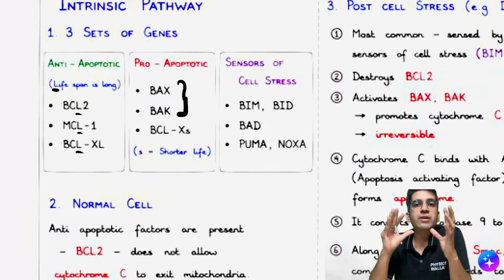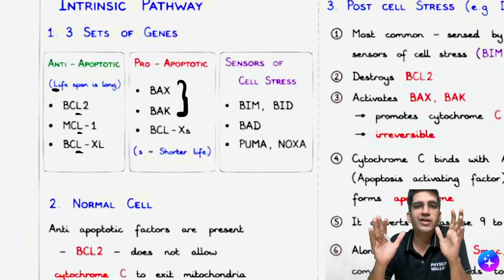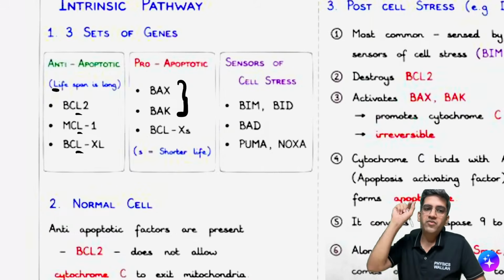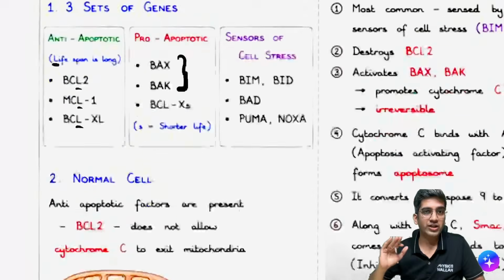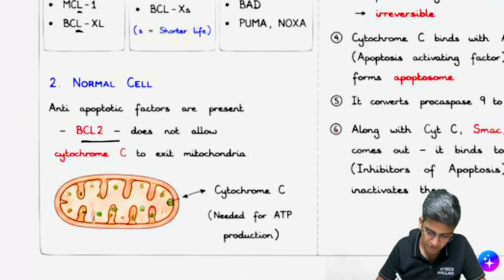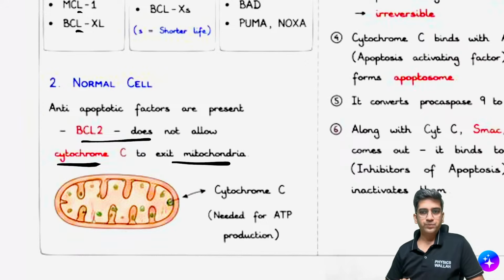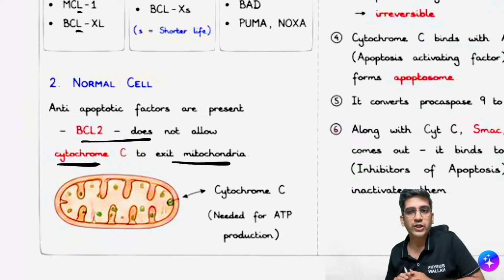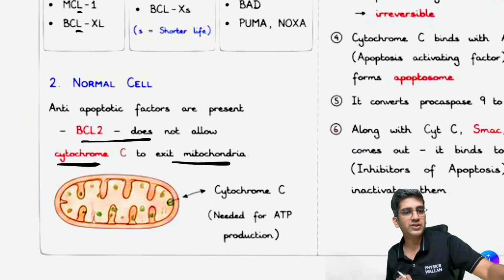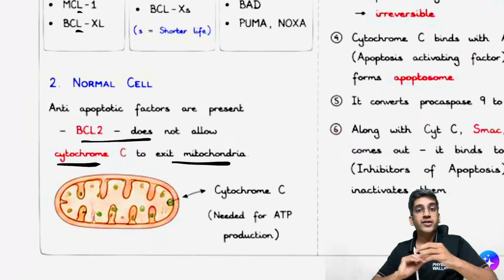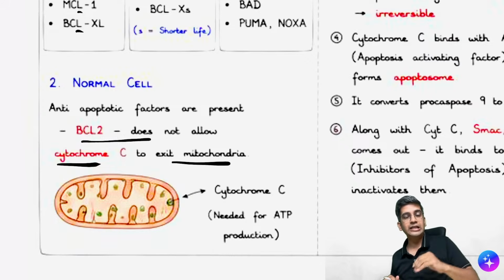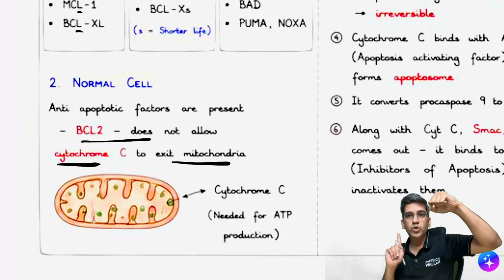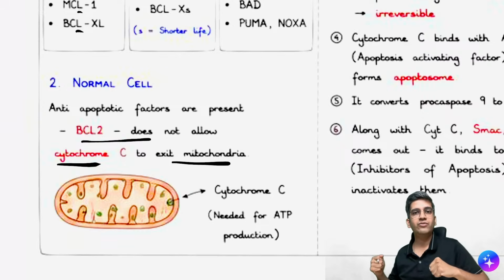So when your cell is living properly, it does not have any stress, normal life, what will happen is this: BCL2 will be very, very powerful. It will not let the cytochrome C go outside. That's the normal role of BCL2. BCL2 does not allow cytochrome C to exit the mitochondria. Can anyone tell me the function of cytochrome C? That's why biochemistry is important, to understand pathology and to understand medicine. Cytochrome C is required for the electron transport chain. So if the electron transport chain needs to be functional, BCL2 should say, go inside, do the job. Only then I'll have ATP, only then the cell will live.